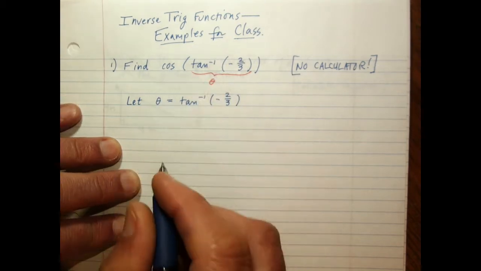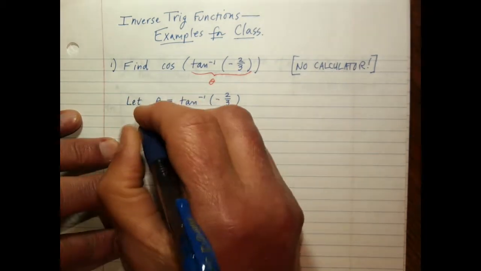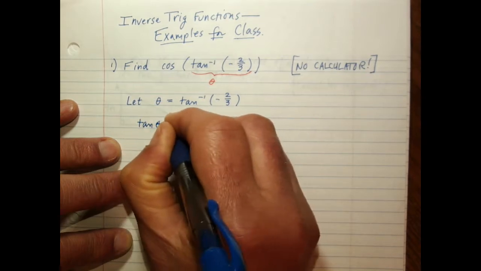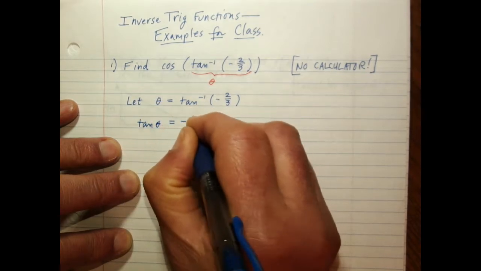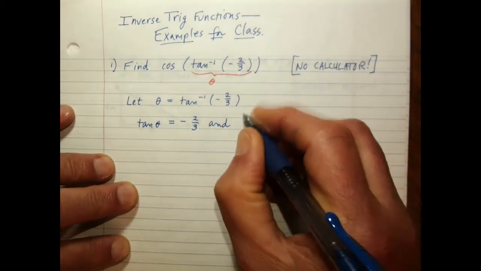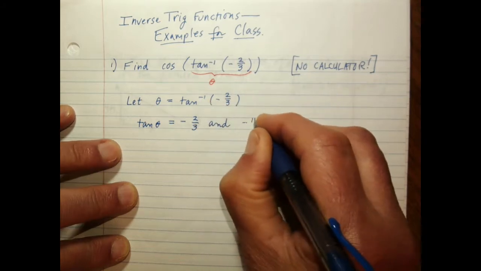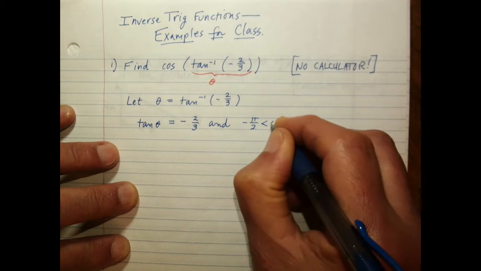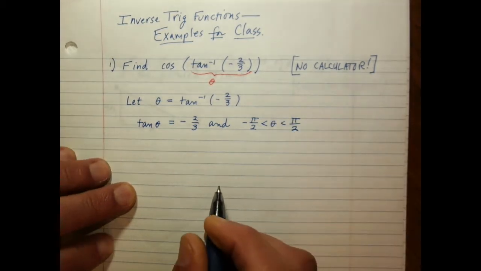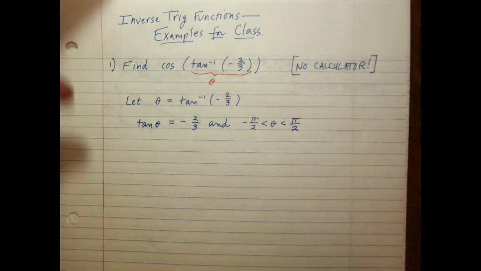So let's see what we can say here. Theta is tan inverse of negative 2/3. So tan theta is equal to negative 2/3. And since we're using the inverse tangent function, negative pi over 2 is less than theta is less than pi over 2. We may have to use that information along the way to help us solve.